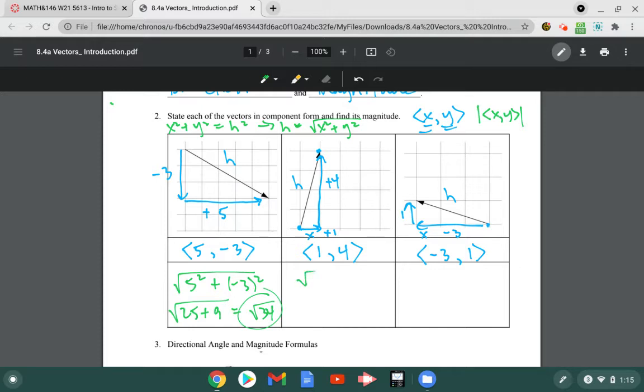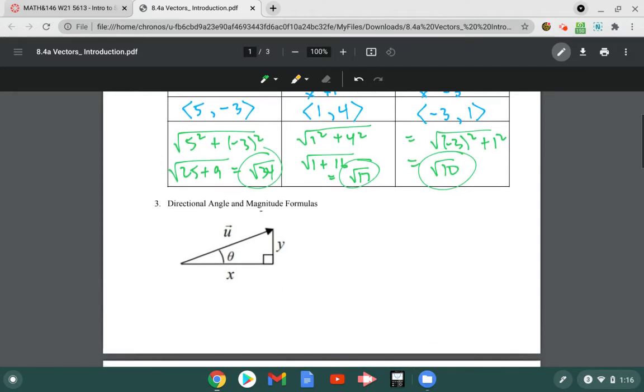For the next one, the square root of x squared, so 1 squared plus 4 squared, that's going to be the square root of 1 plus 16. Radical 17, again, nothing to simplify. And then finally, I've got 3 squared and 1 squared. So that's going to be negative 3 squared plus 1 squared, 9 plus 1. So that one's going to be the square root of 10.